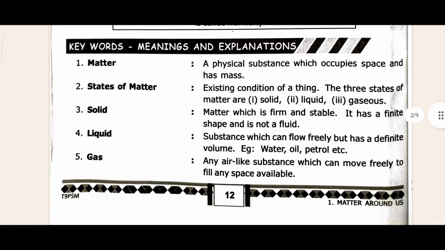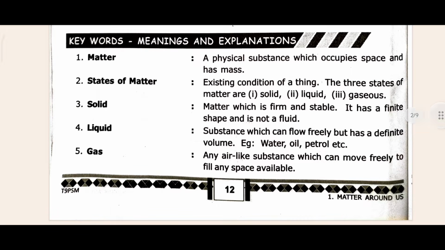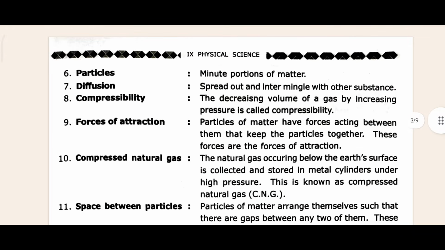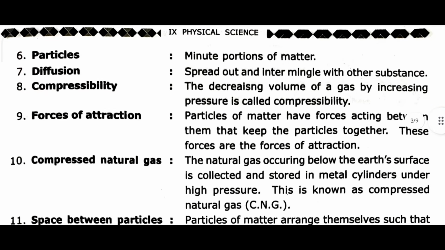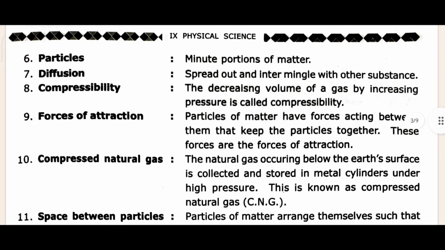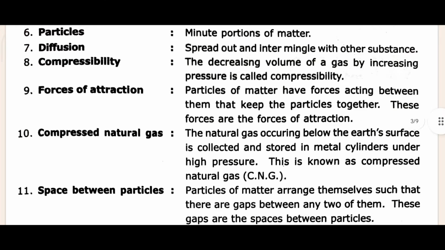After that, if you see, these are your keywords, which we already know. Now, meanings and explanation: matter, states of matter, solid, liquid, gases, something is given here. After that, if you see here, 6, 7, 8, 9, 10 are given: particles, diffusion, compressibility, force and traction, compressed natural gas. I hope this is clear for you. If it is clear, then let's go next.